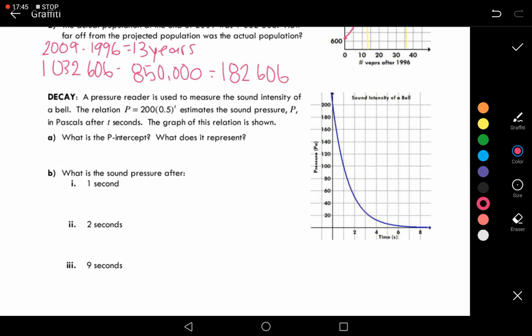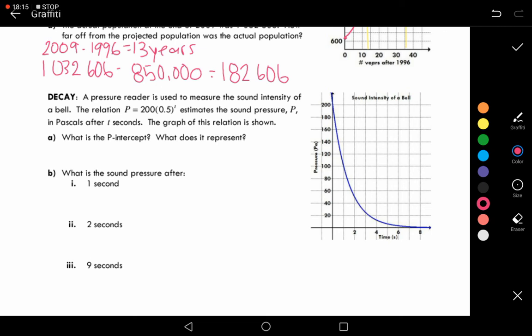Okay, so let's look at another example, this time an example that represents decay. It says, a pressure reader is used to measure the sound intensity of a bell. Again, the context isn't super important, so don't get too caught up in that. What is important is the equation. The relation P equals 200 times 0.5 to the power of T estimates the sound pressure P in pascals after T seconds. The graph of this relation is shown. It says, what is the P-intercept and what does it represent?